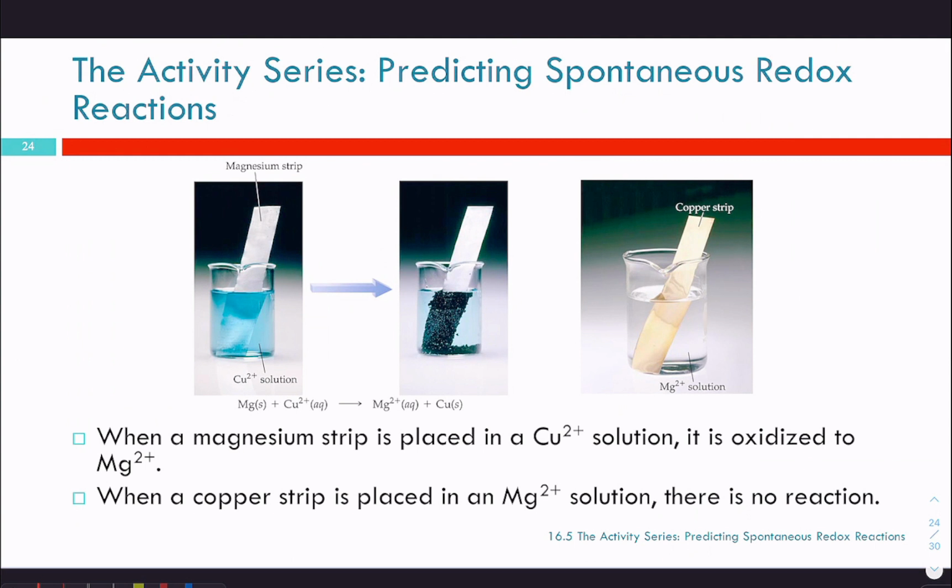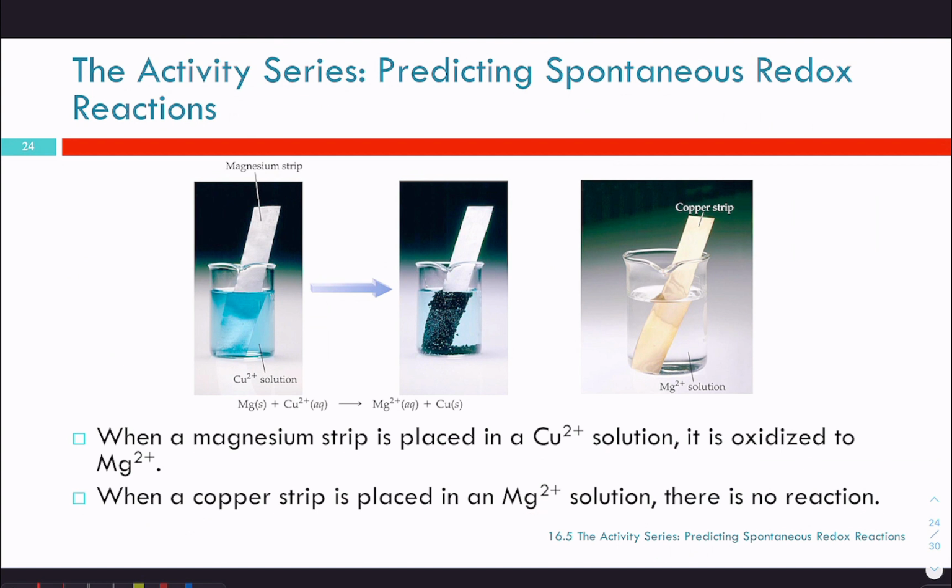The activity series is the kind of thing where I would give it to you on the exam and you would be able to use it, because it identifies whether a reaction is going to be spontaneous, a redox reaction in particular, based on the series. So if we place a magnesium strip in a copper solution, it'll be oxidized. We've got magnesium metal going into magnesium ions. But if you place a copper strip in a magnesium ion solution, nothing happens.